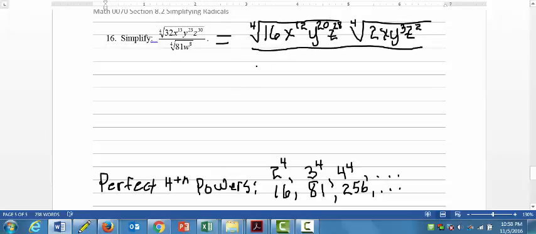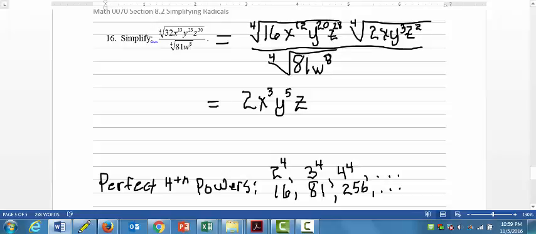Now notice that my exponential is a perfect fourth power if its power is divisible by 4. And I recopy the denominator, which is a perfect fourth power. So now I'm going to evaluate the fourth root of the perfect fourth powers.